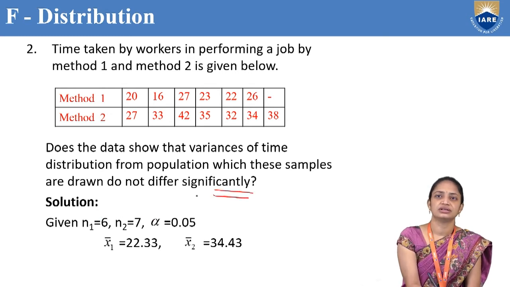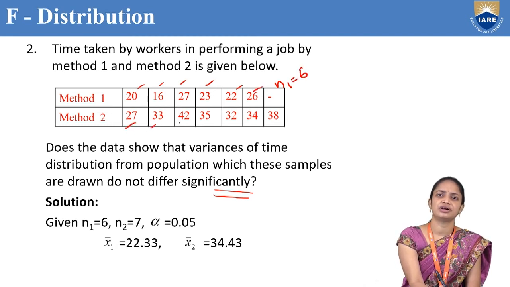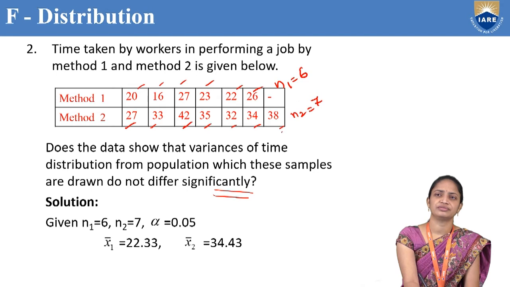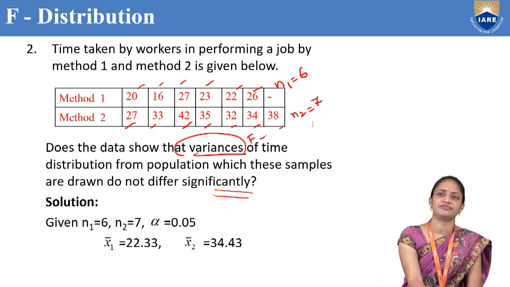So solution. Here they have given the n values. In the first method the sample size is 1, 2, 3, 4, 5, 6, so N1 equal to 6. In the second method, 1, 2, 3, 4, 5, 6, 7, so N2 equal to 7. But the question is based on variances. That means here we have to use the F test.